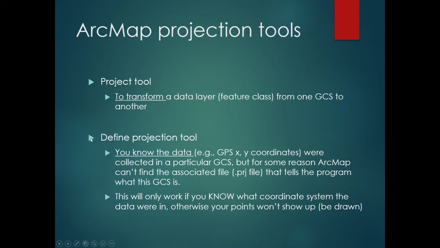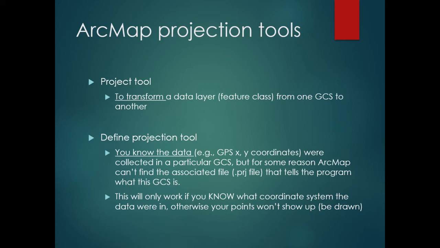On the other hand, we have the Define Projection tool, and the Define Projection tool is used when ArcMap cannot find the spatial reference information for a particular feature class that you're adding, or data layer that you're adding. So you have to know what geographic coordinate system or projected coordinate system a particular data set has in order to use the Define Projection tool.